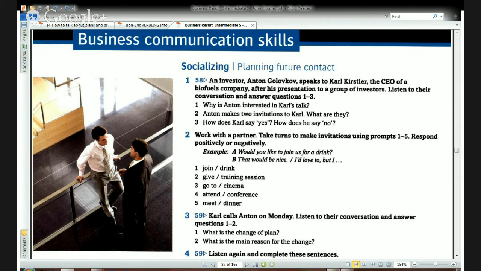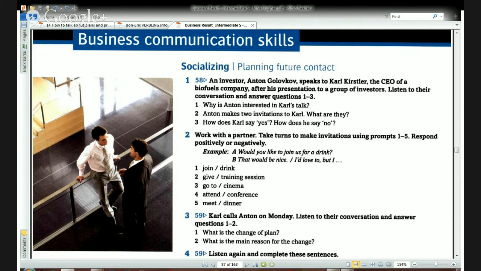Look at question number 2. Anton makes 2 invitations to Carl. What were the 2 invitations that he made? The first one could be maybe invite him to Moscow. That's right, exactly. And the second? And the second, I don't know because I have a cold. Oh, okay. So, did anyone catch the second one? Okay, the second one was he invites him for a drink to socialize. He invites him for a drink to talk about this plan. You'll hear it again in a second.